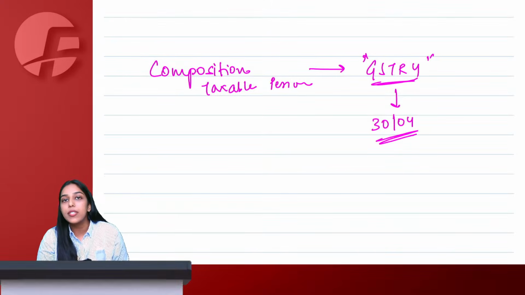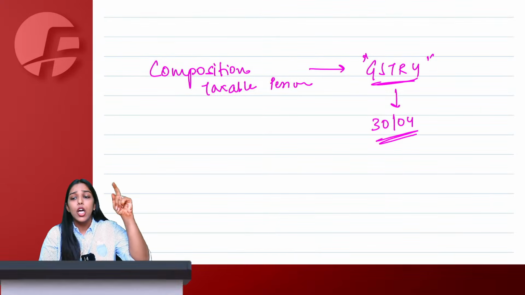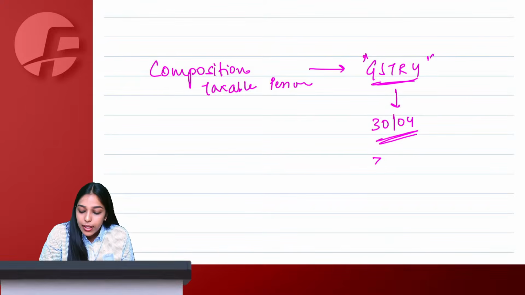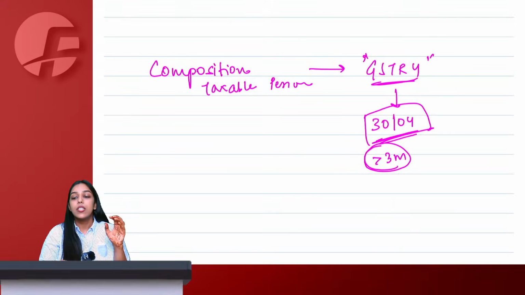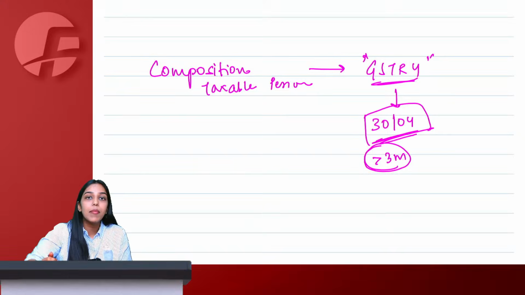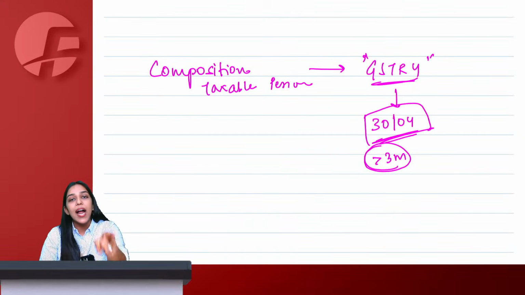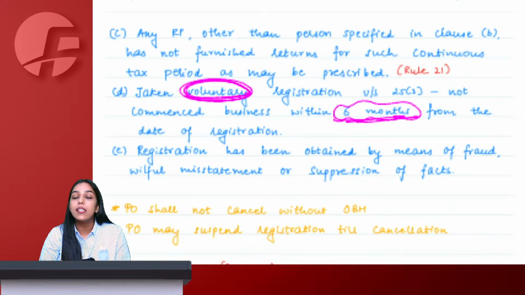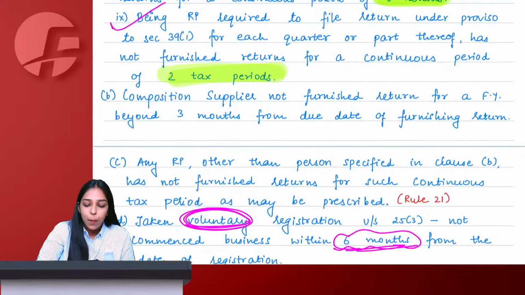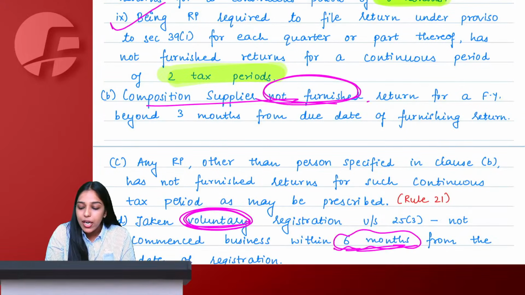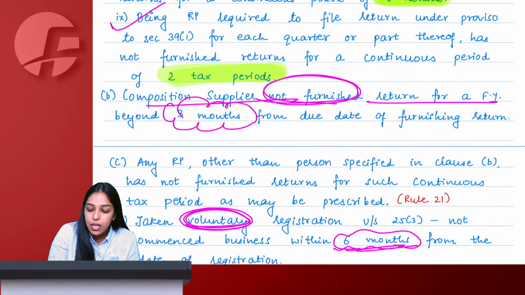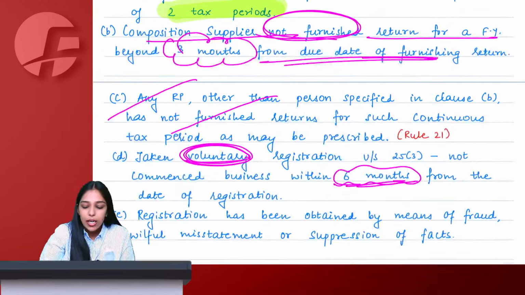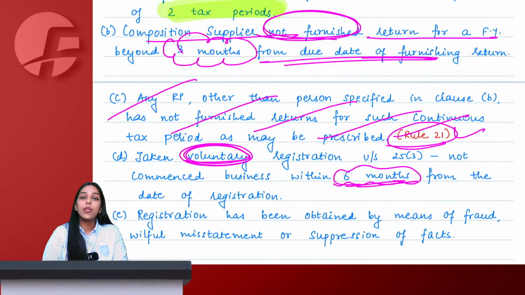So if you are a composition person, it has been more than 3 months since your due date of 30 April has elapsed. Whatever your due date to file GSTR-4, it's already more than 3 months. The 1 return you were required to file, you also cannot file within 3 months. Then also your registration can be cancelled suo motu by the proper officer. So a composition person who has not furnished any return beyond 3 months from the due date of furnishing return. This is irrelevant because this is already covered in rule 21.